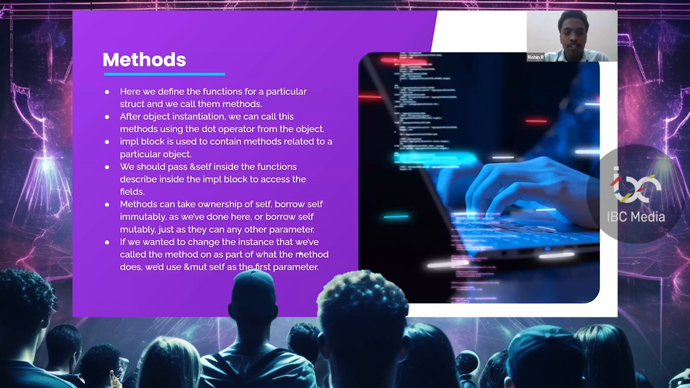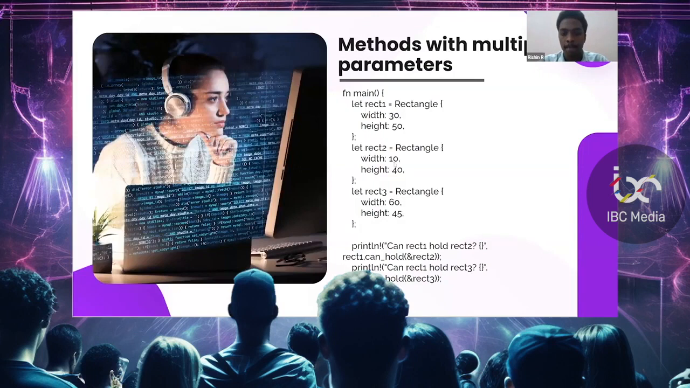So that's the idea. If you wanted to change the instance that we have called the method on as part of what the method does, then we would use &mut self as the first parameter, &mut self, in order to change the components of the object. It's a similar approach, so I did not want to go and take the example because it will be the same. You can see it's a similar example.